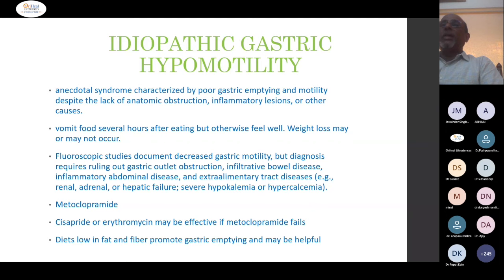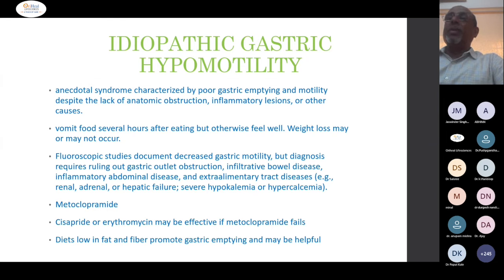These dogs vomit food several hours after eating, but otherwise feel well. Weight loss may or may not occur. Of course, for this you need fluoroscopic studies, where you document decreased gastric motility. Wherever there is a referral practice, you can send for fluoroscopic studies. Of course, you have to rule out other gastric outlet obstructions and infiltrative bowel disease.